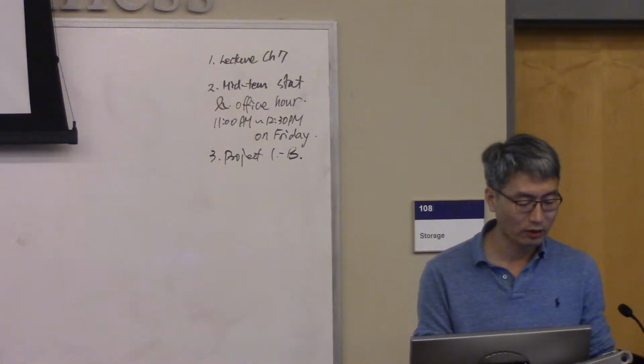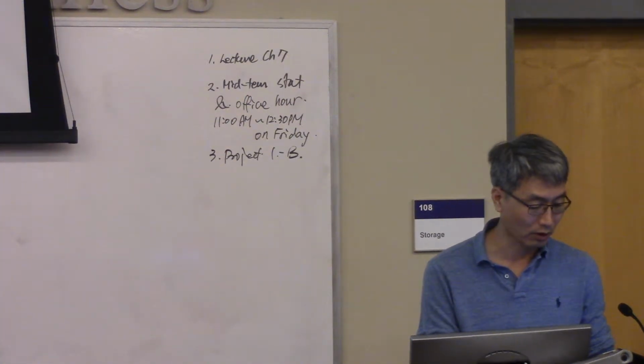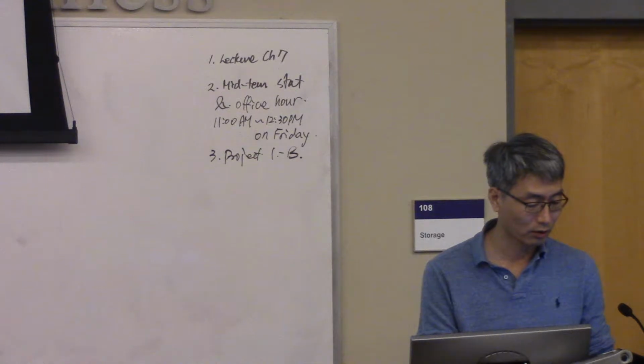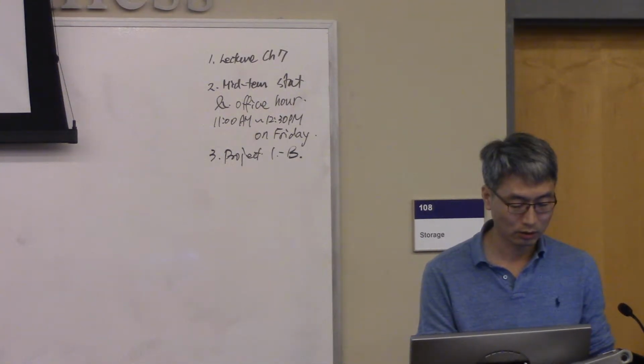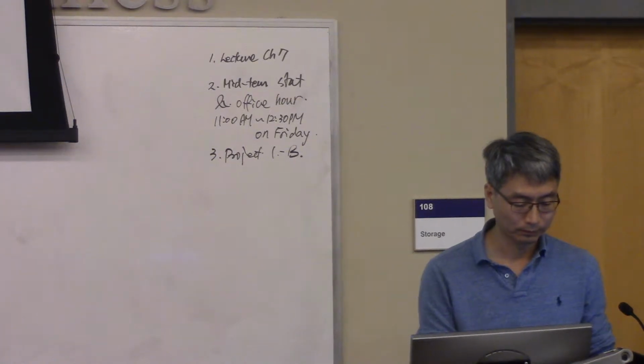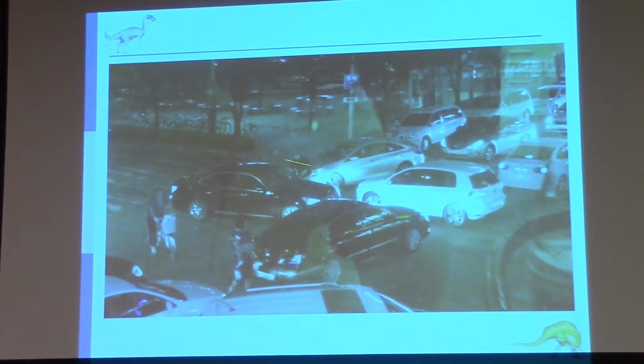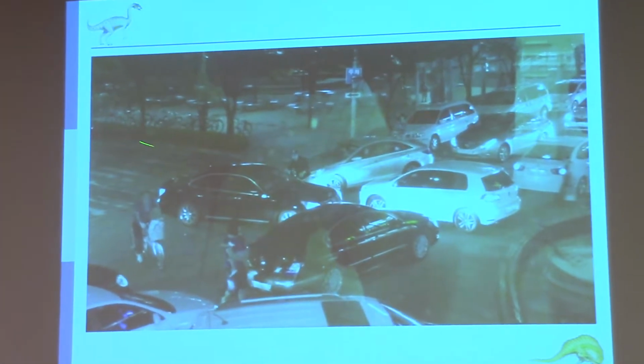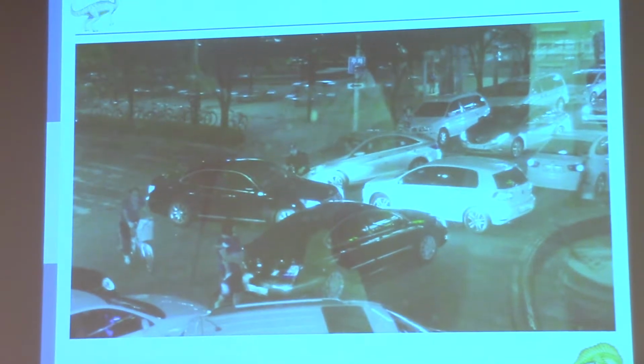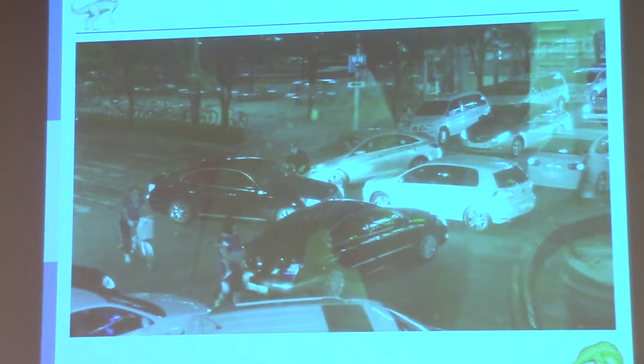Before we start, oops, this is the last page. So this is a case of deadlock. This is an intersection with four directions. You can see the four cars waiting for each other. So we can consider this situation a deadlock situation.